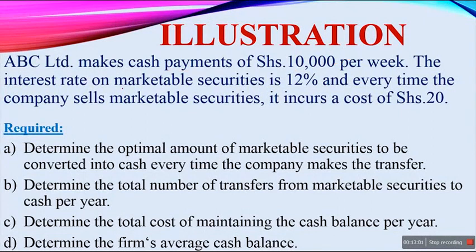Then the interest rate on marketable securities is 12%. So the 12% here represents the I, which is the interest rate. And each time the company sells marketable securities, it incurs a cost of 20 shillings. So the 20 shillings here represents the fixed costs, which we represented with B. Of course, the 10,000 per week for 52 weeks in a year will represent the total cash requirements.